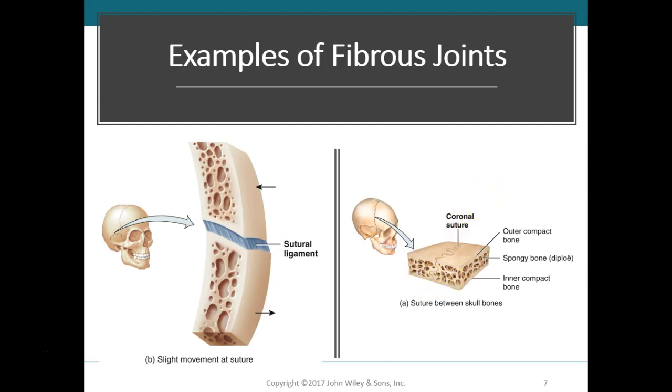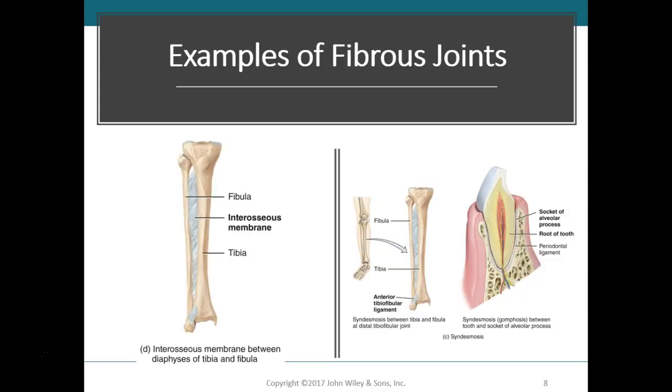So if you get a cut and you have to go to the emergency room, they may suture the edges of that injury together. So think of that as just sort of sewing things together, and that's exactly what these little fibrous joints do with the bones of the skull, just sort of sew them together.